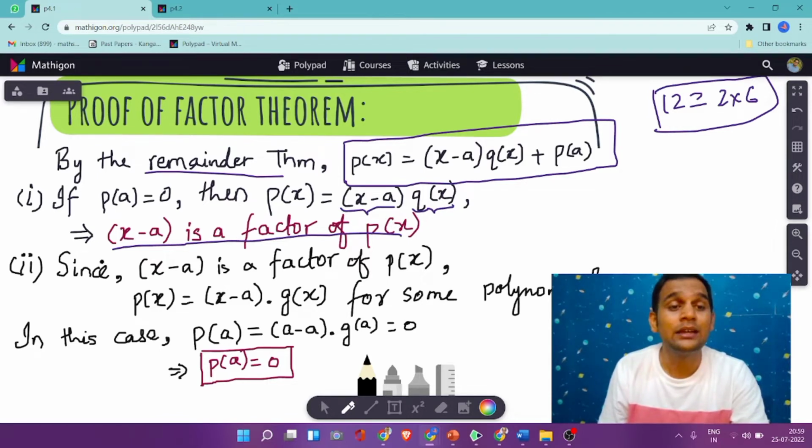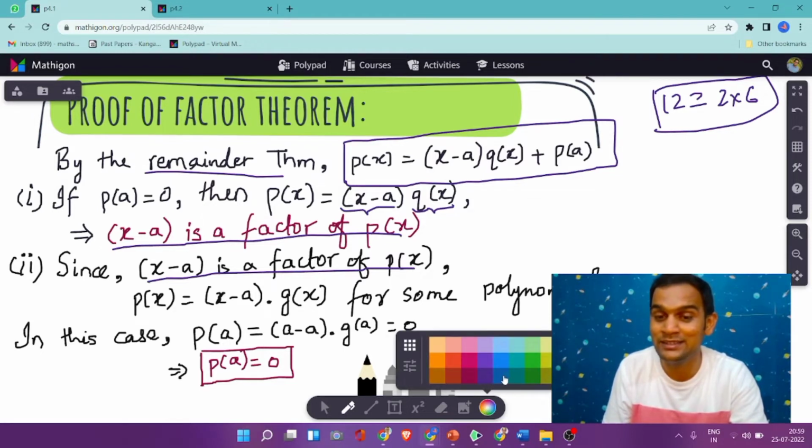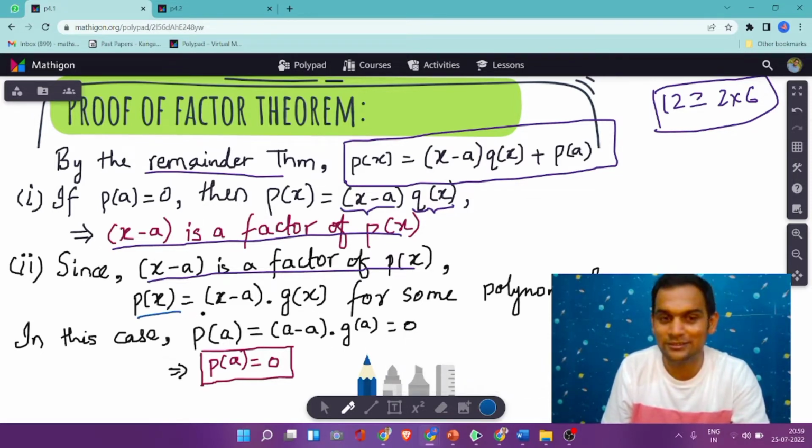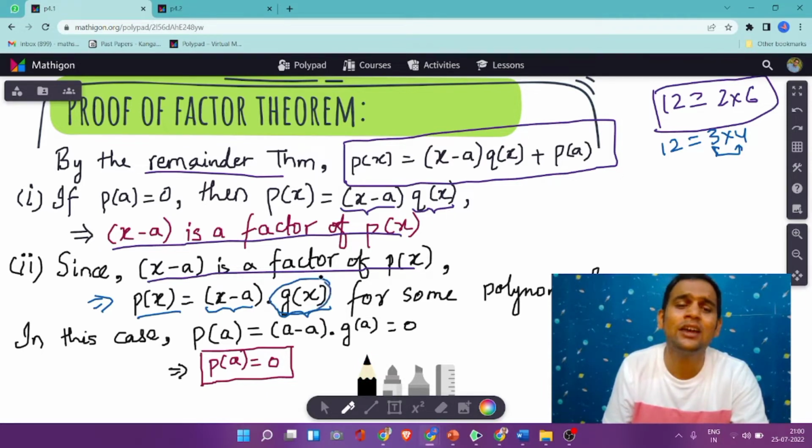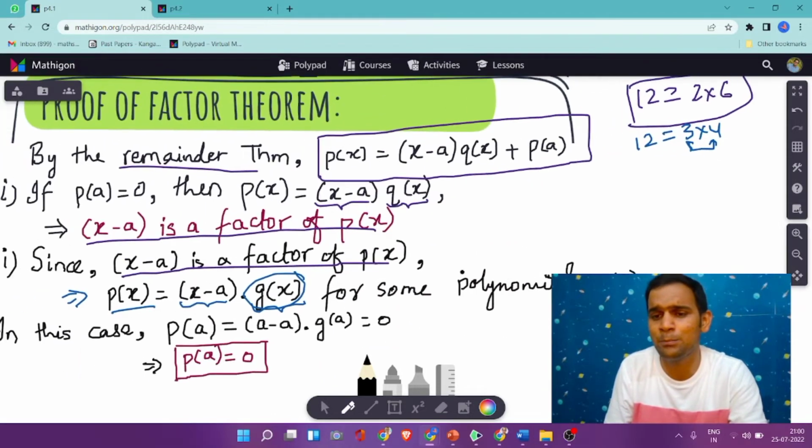Now, the other statement. What is given over here is that x minus A is a factor of P of x. When this is given, we can write that this implies P of x equals x minus A multiplied by G of x. Since it's a factor, obviously it will be written in this form. Why? Because suppose 12 equals 3 times 4, so 3 and 4 are the factors. We write it like this. We do not add any remainder. That is the way we write according to the division algorithm, where G of x is some quotient, and we have written it just for some polynomial G of x.